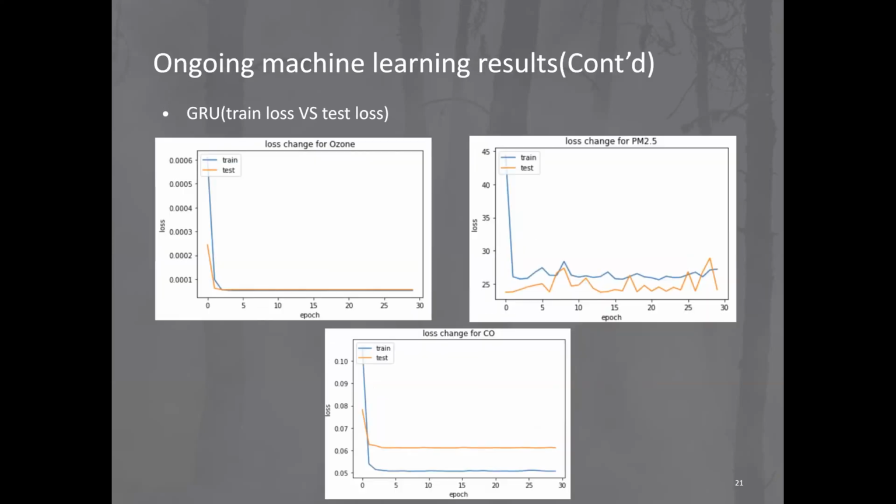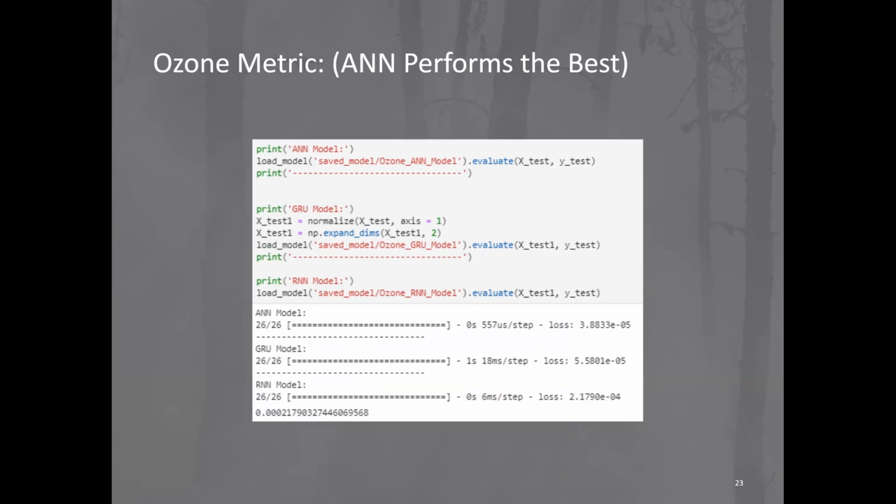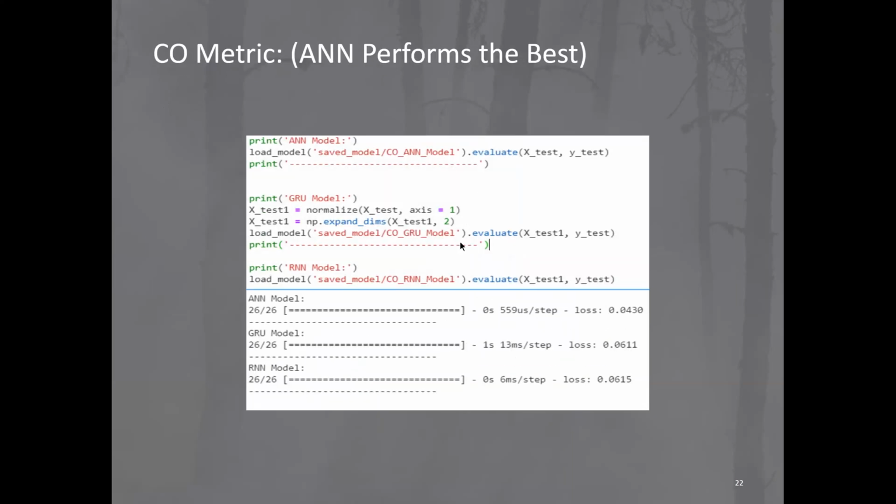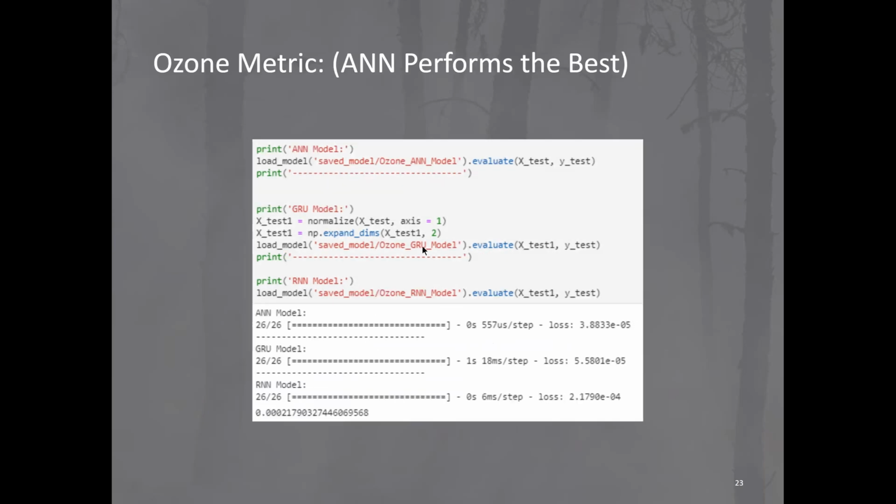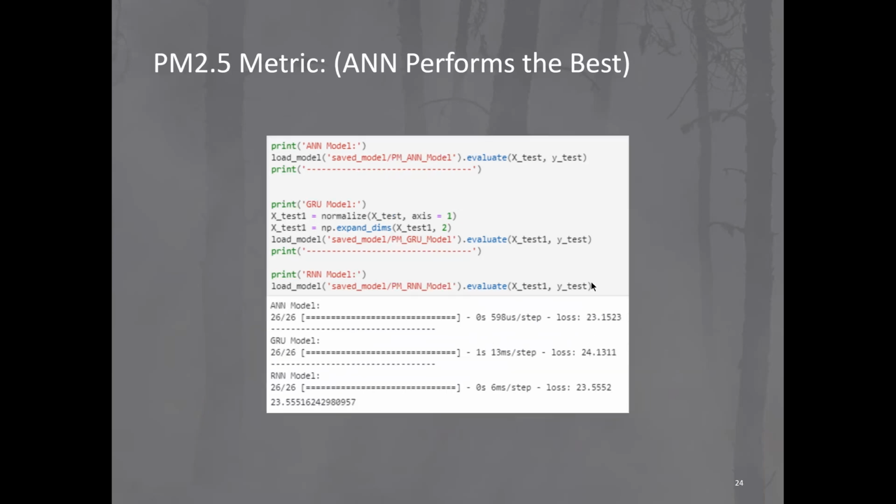So we have CO, ozone, and PM 2.5. Probably one model fits one metric, and another model fits another metric. So for each metric, we evaluated which model is the best fit for prediction. For the CO metric, as we can see, the ANN model has the best performance, 0.043. And surprisingly, our ANN model is also the best fit for ozone, with the lowest loss. And for PM 2.5, our ANN model also has the lowest loss.